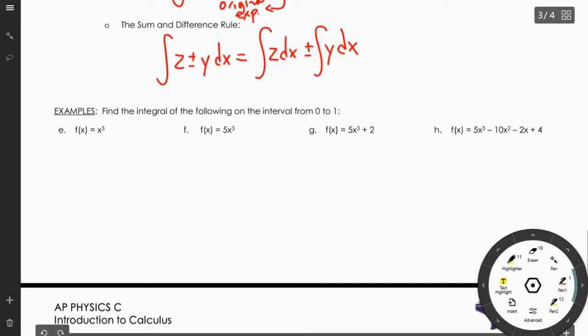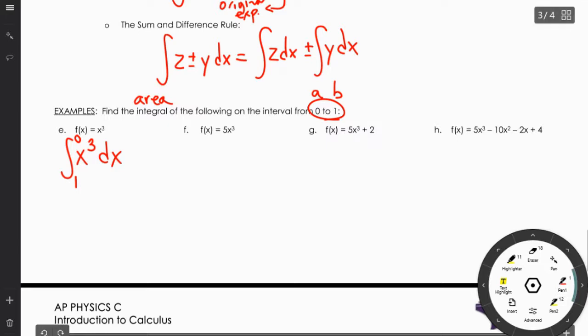So if we just have a couple examples here. We're going to find the integral of the following on the interval from 0 to 1. So we're going to find the area, which is what we're really finding. We're going to find the area of the function provided on our interval from 0 to 1, so 0 would be A, 1 would be B. Okay. So if I write that notation, f of x is x cubed dx, and I'm going to evaluate this from 0 to 1.